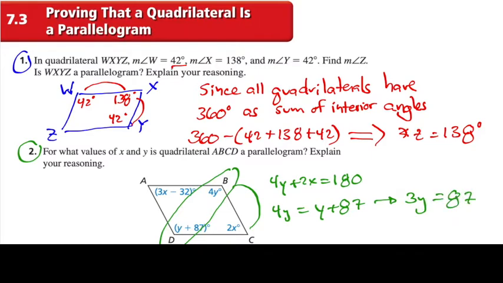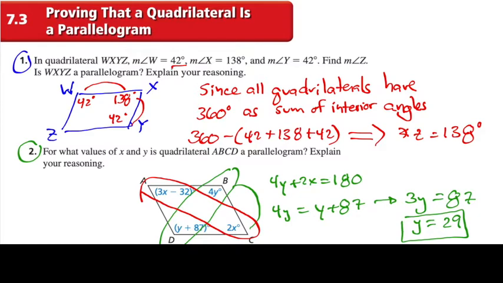So I subtracted y from both sides. Now when I divide both sides by 3, I get y is 29. And now I can take the other opposite angles and set those equal to each other.